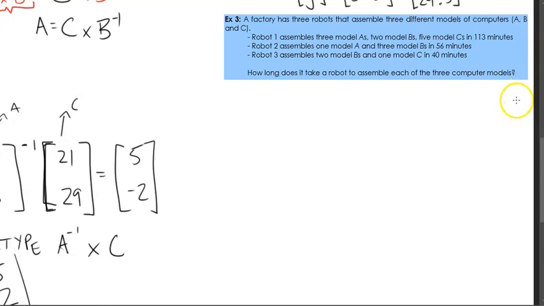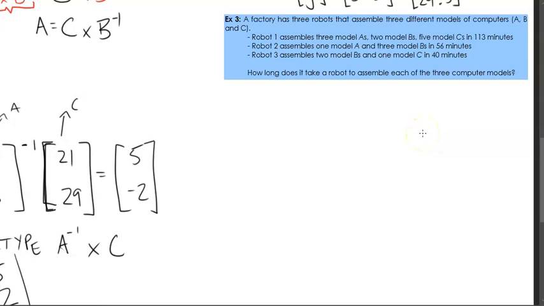So, last example, a factory has 3 robots that assemble 3 different models of computers A, B, and C. Robot 1 assembles 3 models A, 2 models B, and 5 models C in 113 minutes. And there's Robot 2 and Robot 3 with the associated models and the associated minutes. And we want to know how long does it take a robot to assemble each of the 3 computer models. Now this question is a bit misleading, a little bit confusing. The question should really say, how long does it take for model A to be completed? How long does it take for model B to be completed? And how long does it take for model C to be completed? That's a more appropriate question for this.